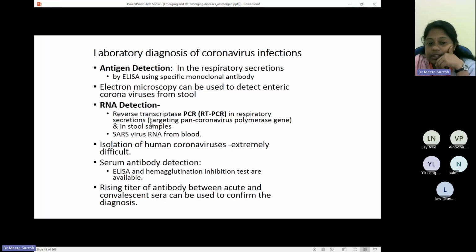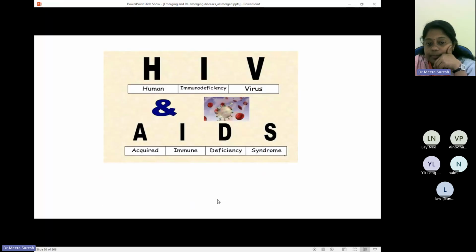Then what we did was actually the RT-PCR from the respiratory secretions and also in stool samples, not that much though. Isolation of human coronaviruses was extremely difficult. We could also do the antibody detection using the ELISA and hemagglutination inhibition test. Rising titer of antibody between acute and convalescent serum can be used to confirm the diagnosis.